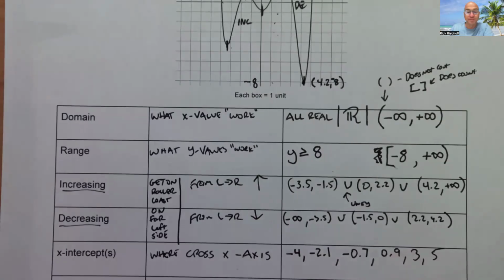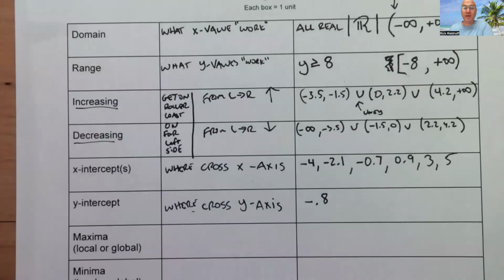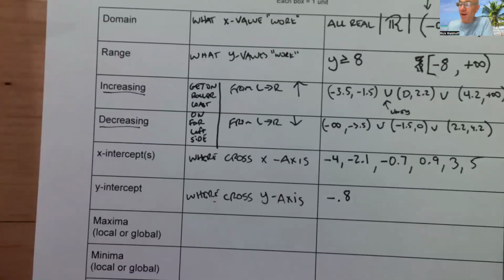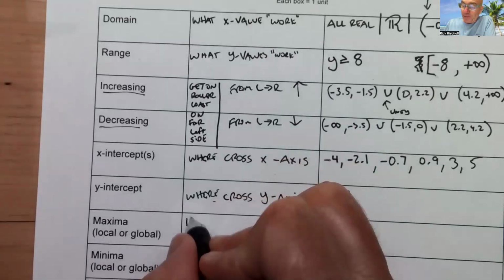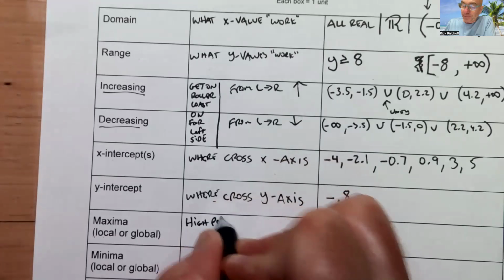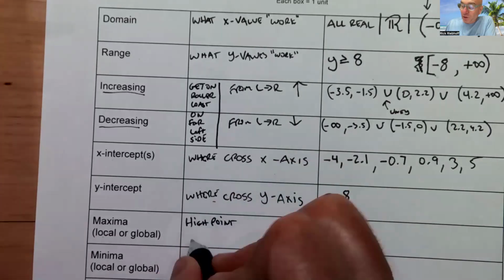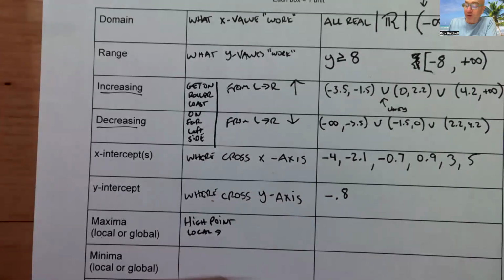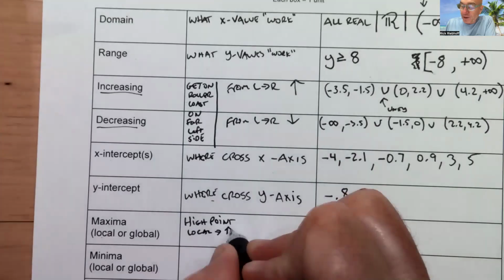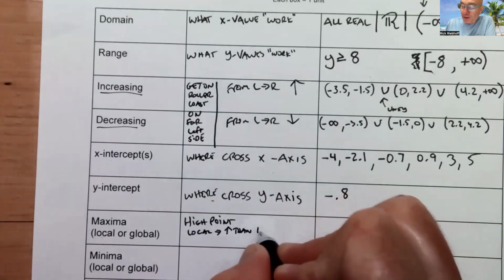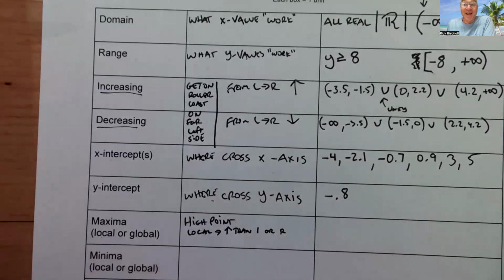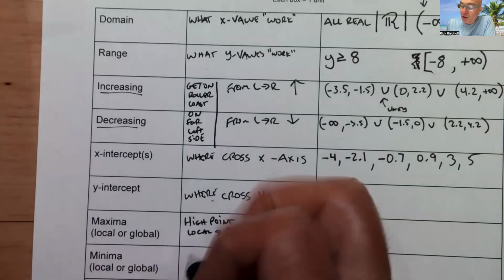Okay, cool. There we go. We got our x-intercepts, we got our y-intercepts. All right. Whew. A lot to do, right? Maxima. Okay. Maxima is a high point. Local means it's higher than any point to the left or right. Higher than left or right. So immediately to the left or immediately to the right, it's the highest point right there, right?